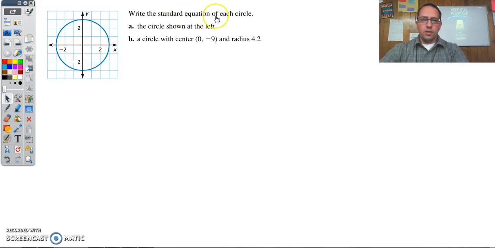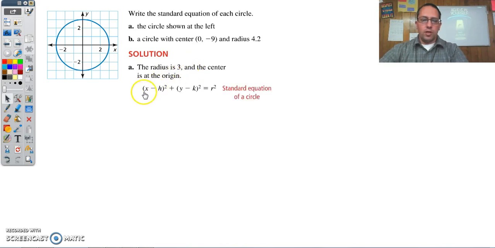So first we're going to write the standard equation for this circle, and then we're going to write one for this information. So on A, the circle shown at the left, the center is 0, 0 at the origin, and the radius is 3. So we're just going to plug that in. Here's our standard equation. Our center is 0, 0, so we put 0 in for h, 0 in for k, and our radius is 3, so we put 3 in for r. Simplify this, and we end up with x squared plus y squared equals 9. All right? And there's the equation for this circle.